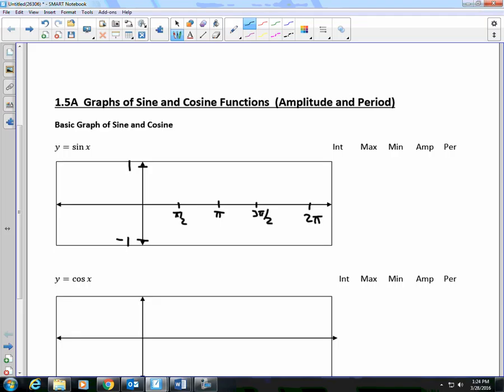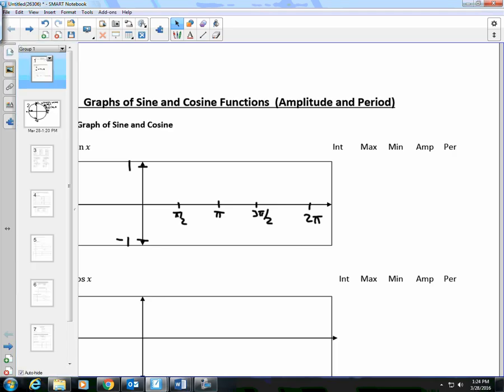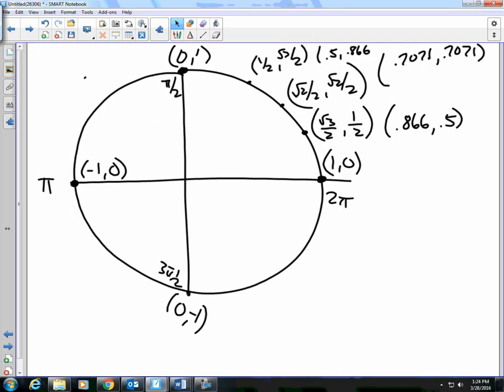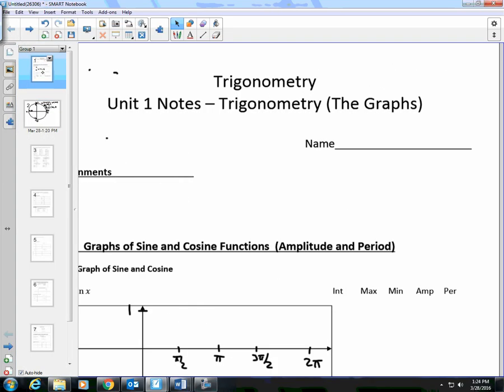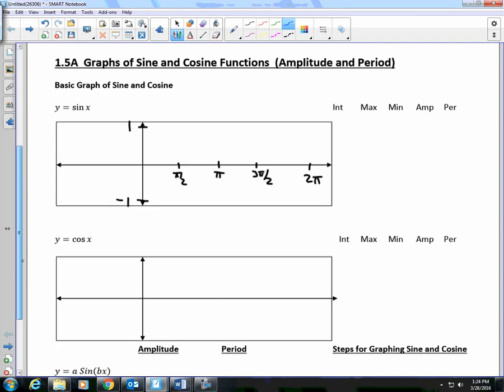Now what we need to do is plot some of those points, okay? For example, we'll start with the easy one. Let's say I have a 0-degree angle. What is the y value of a 0-degree angle? 0. So that means that the sine of 0 is 0.